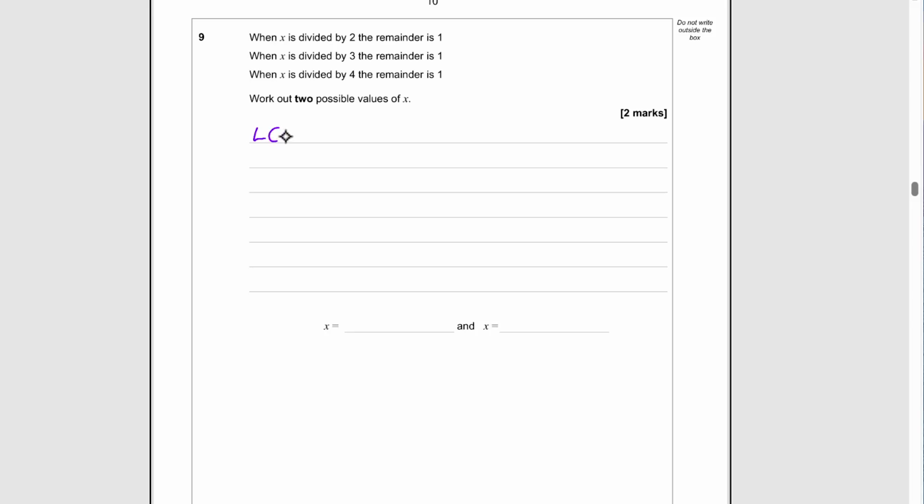So if we find the lowest common multiple of 2, 3, and 4, you don't really need to worry about the 2, because 4 is a multiple of 2. So we really want the lowest common multiple of 3 and 4 to start with. The lowest common multiple is going to be 12. So 1 more than 12 would be 13.